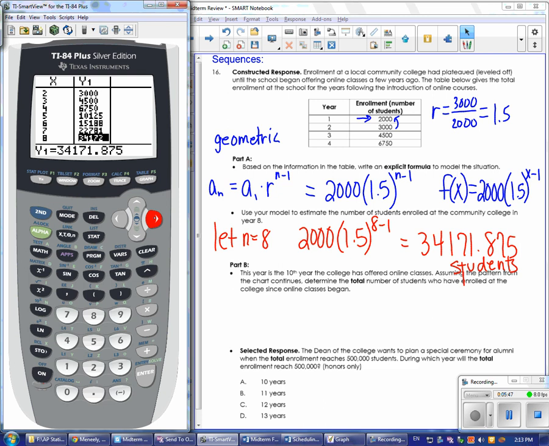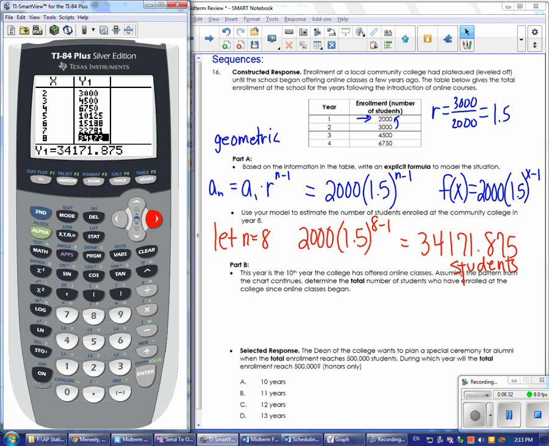fit into that column. If you scoot your cursor over so that the number's actually highlighted and look at the bottom of the screen, you'll see that it actually produces the exact value, which is 34,171.875. Now, when you're answering this question, obviously, we're not going to expect 0.875 people to enroll. I would prefer my students to write the exact value, and then in a sentence, if you wanted to say there would be approximately 34,172 students that year, that would be an appropriate way to answer it. But I particularly like to see the exact number to know that you're doing the math correctly.